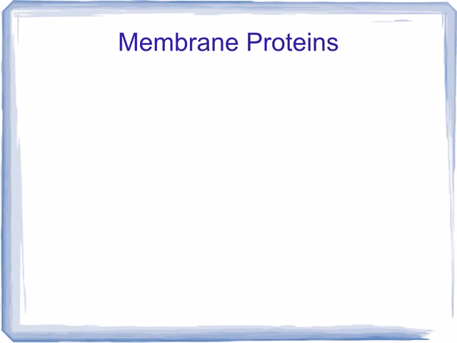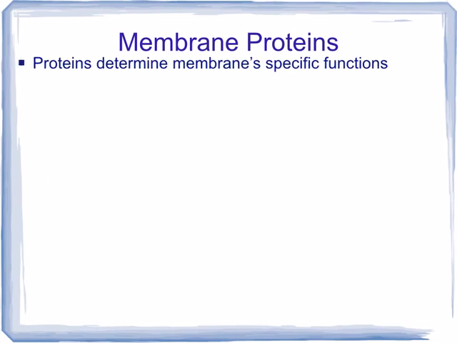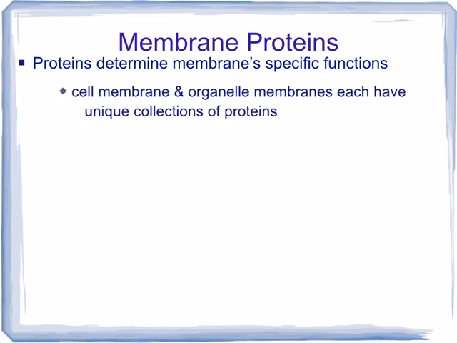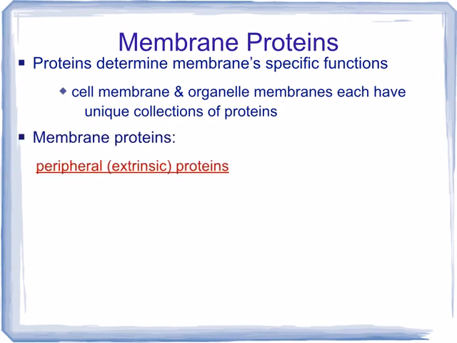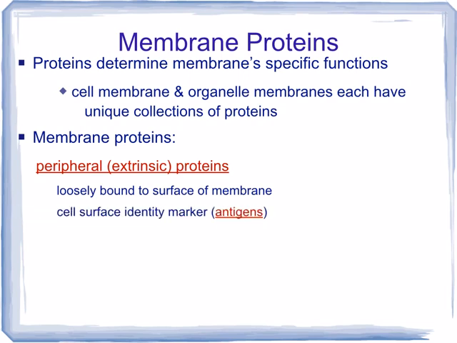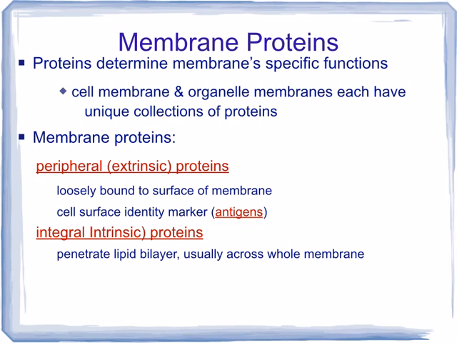Okay, let's have a look at the membrane proteins. So the proteins determine the membrane-specific functions. You've got cell membrane and organelle membranes. Each have unique collections of proteins. These include peripheral proteins. Peripheral proteins are loosely bound to the surface of the membrane, and they act as cell surface identity markers, for example, antigens. Then you've got integral intrinsic proteins, so they penetrate the lipid bilayer, and they usually span the whole bilayer. They act as transmembrane proteins or transport proteins. For example, they might have channels or they act as enzymes.